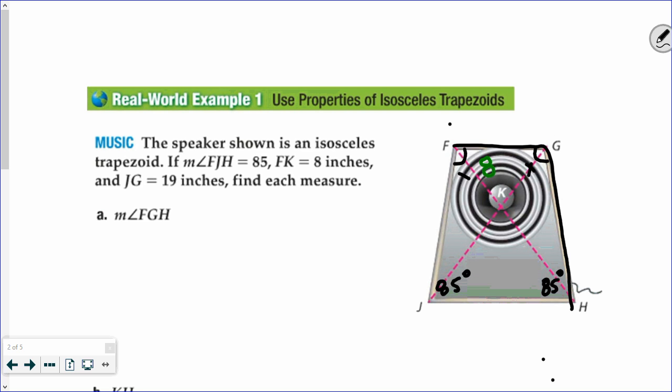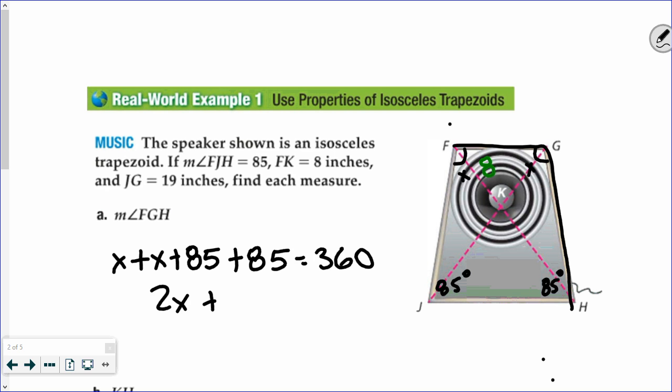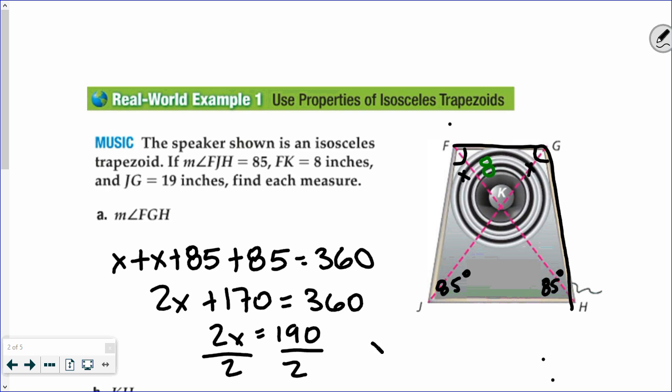So let's just call them both x since that's what we're looking for. This is a quadrilateral, so all four of these angles would add to the sum of the interior angles of a quadrilateral, which is 360. So we can use this equation to solve for x. So that would give us 2x plus 170 equals 360. And then we would subtract 170 from each side. And we would get that 2x equals 190. Divide by 2, x equals 95. So angle FGH would be 95 degrees.